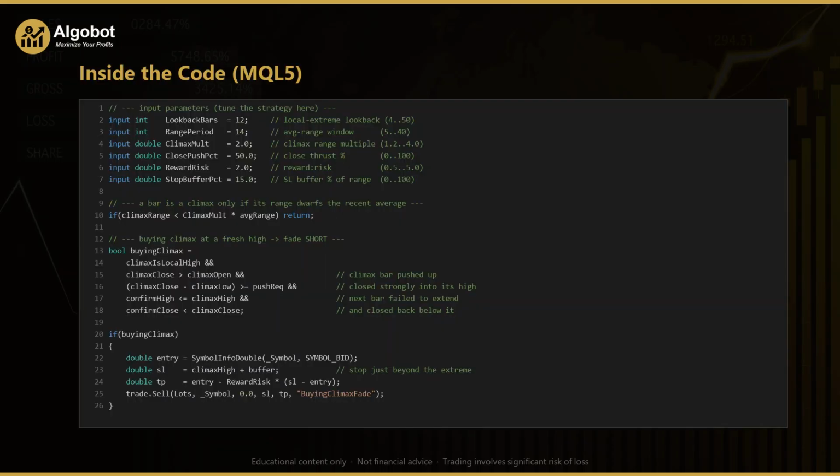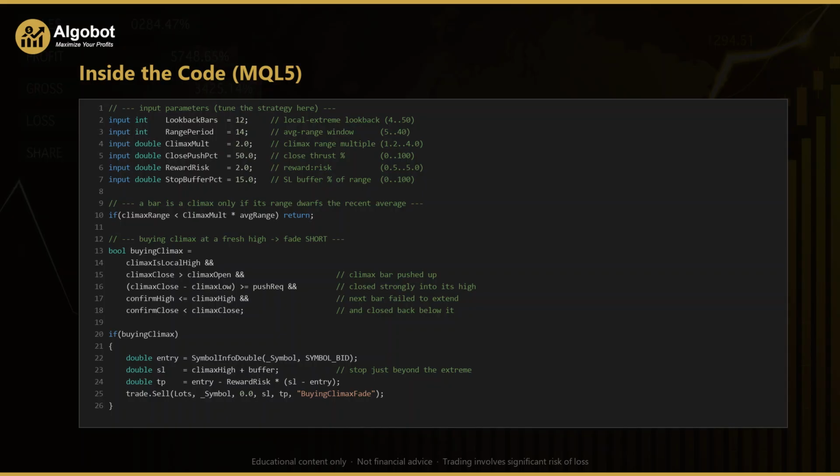Let's read through the actual MetaQuotes language code on screen, just as you'd see it in MetaEditor. At the top are the input parameters, and these are the dials you can tune. LookbackBars controls how far back the strategy looks to confirm a fresh local extreme. A larger value demands a more significant high or low. Range period sets how many bars feed the average range calculation.